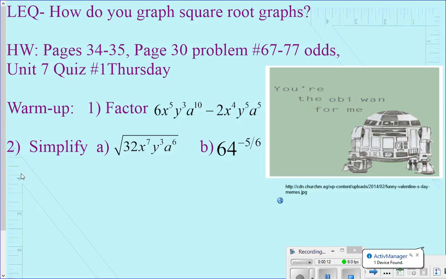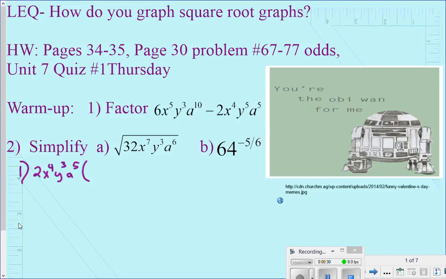So number 1, factoring. You first need to figure out the GCF there. Between 2 and 6, that's a 2. Between x to the 5th and x to the 4th, that's an x to the 4th. Between y cubed and y to the 5th, that's a y cubed. And between a to the 10th and a to the 5th, that's an a to the 5th.